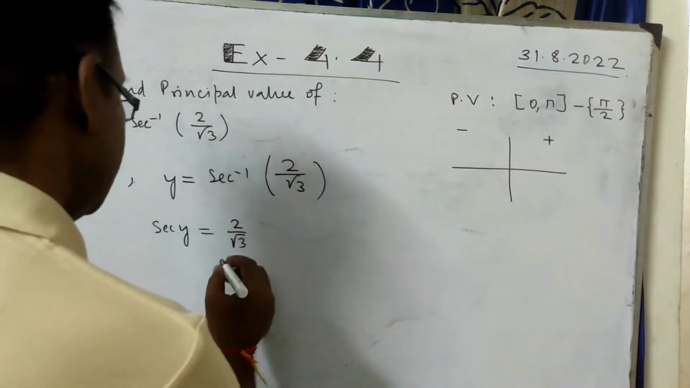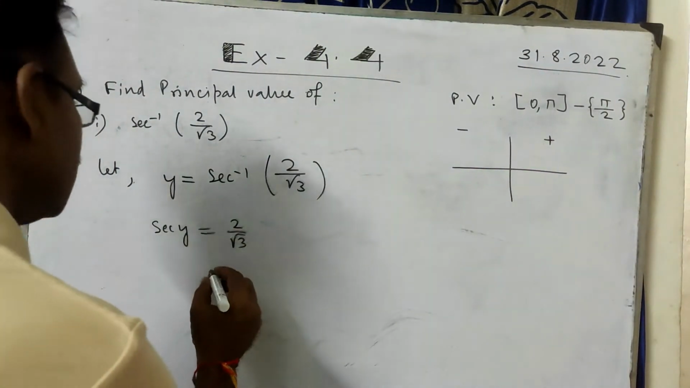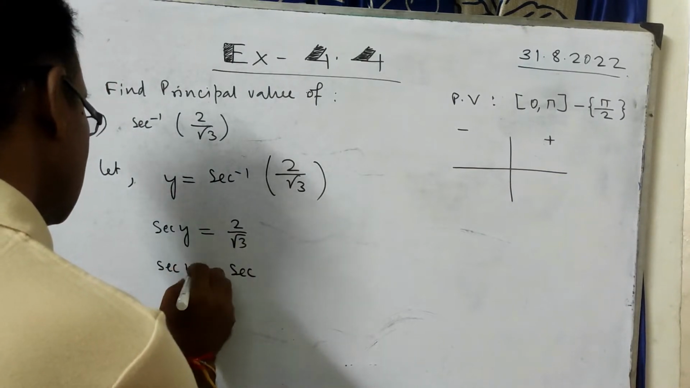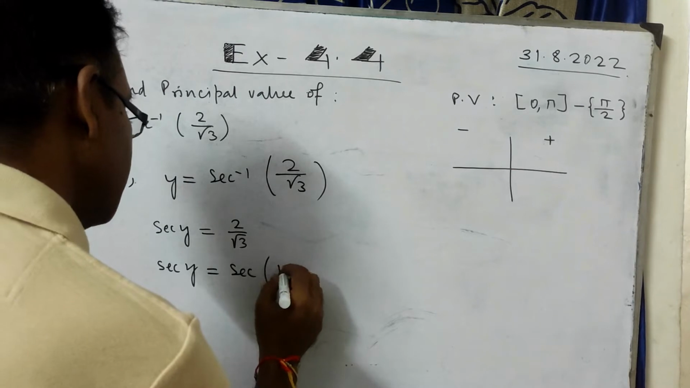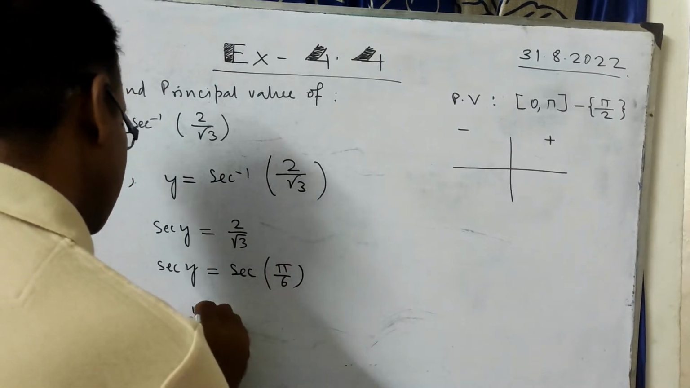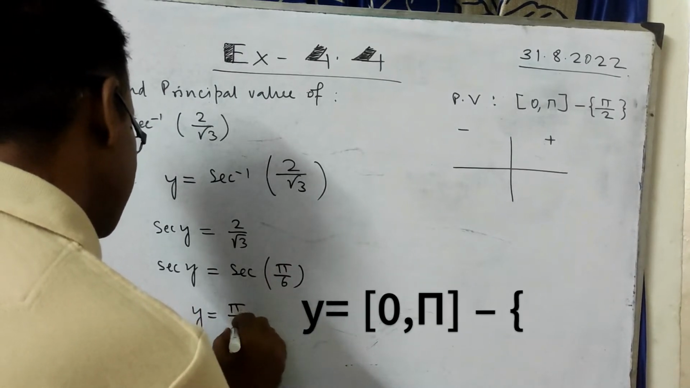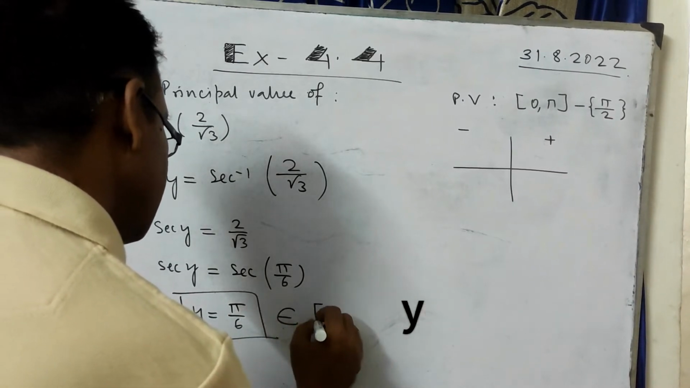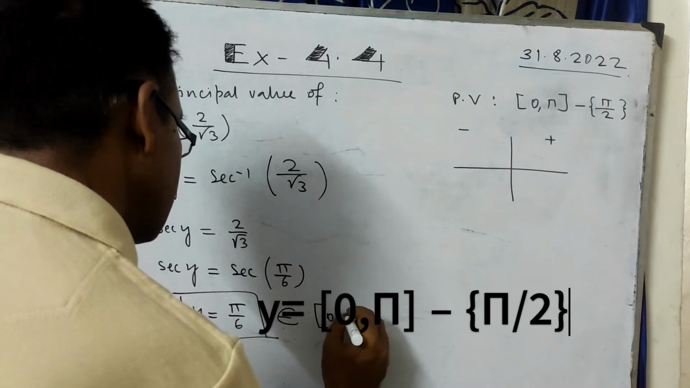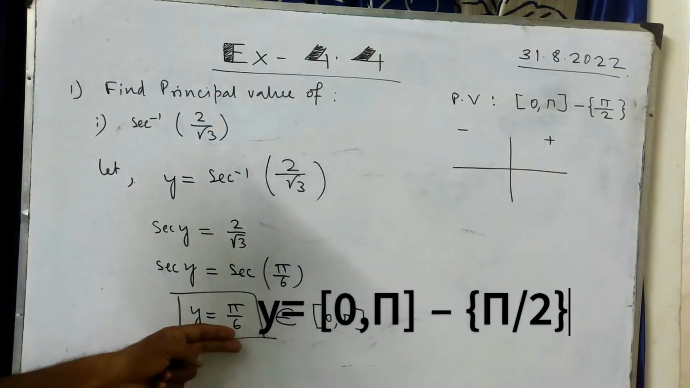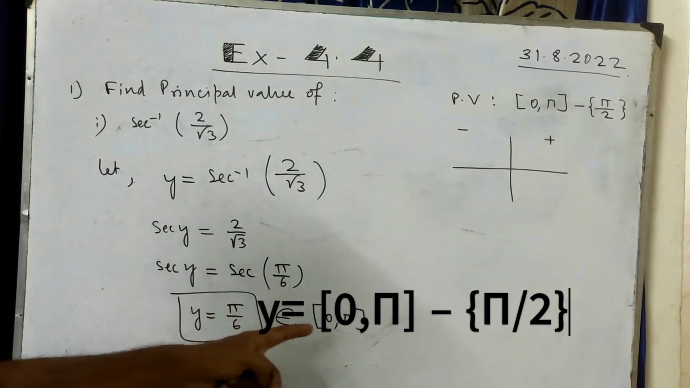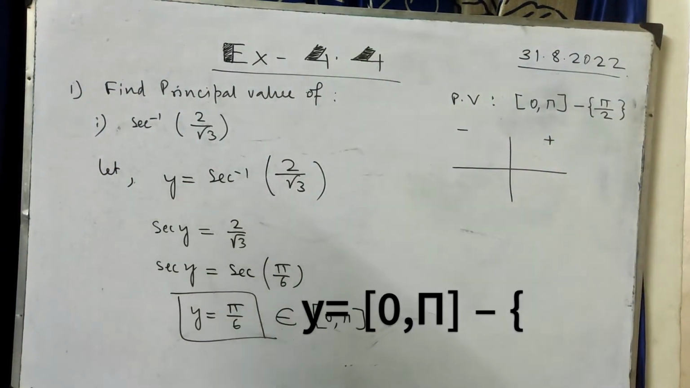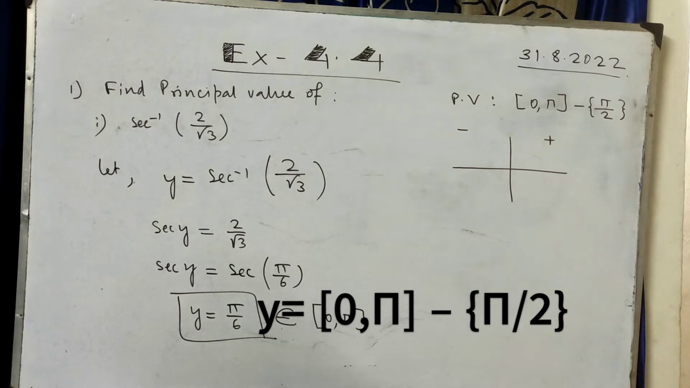So I can write, secant will be 2 by root 3, isn't it? So this will be secant of 30 degrees, isn't it? 30 degrees means pi by 6. So y is equal to pi by 6. Why is it the principal value? Because this value pi by 6 lies within this principal value range. So you should write this actually. Fine, write it.